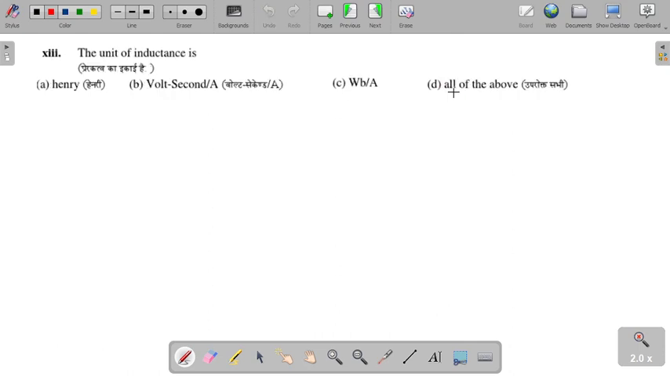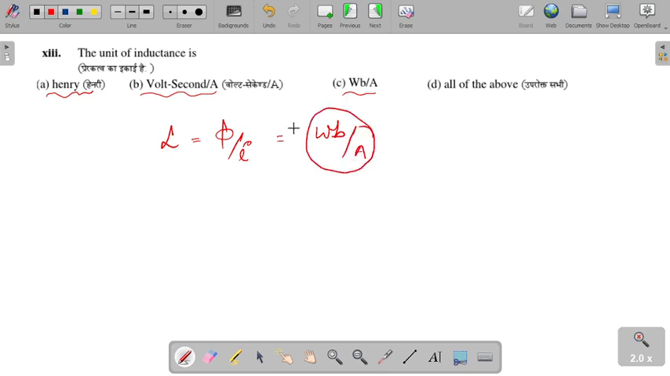The unit of inductance is, we all know, Henry. Volt second per ampere. According to the definition of inductance, it should be flux by current. So we know the unit of flux is Weber and the unit of current is ampere. So again this is also the right answer, Weber per ampere.